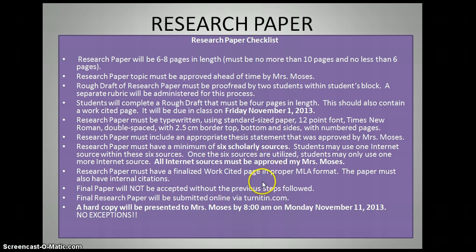There will be a works cited page. You must have MLA format. That means you must have in-text citations, okay? You need to follow the steps prior to this, okay? Or else the paper is not going to be accepted. So you have to have it peer edited, okay? You have to make sure that a topic is approved by me, etc. Okay, you have to turn it in.